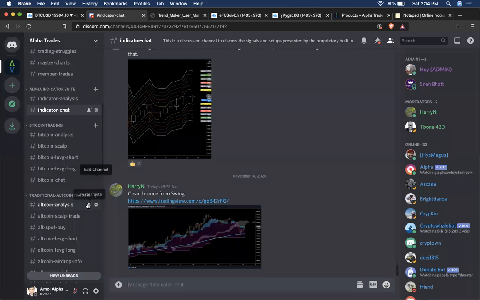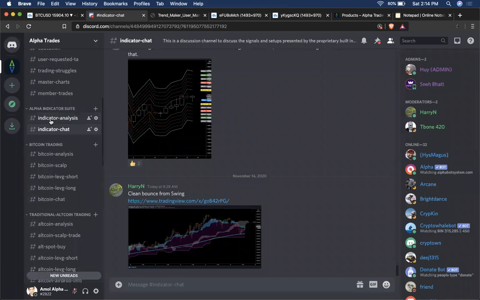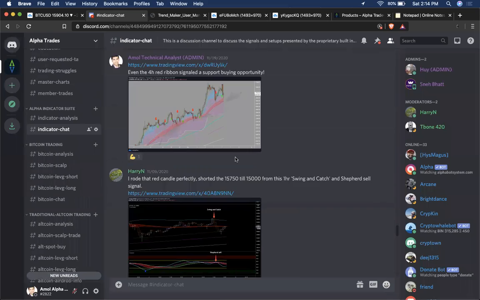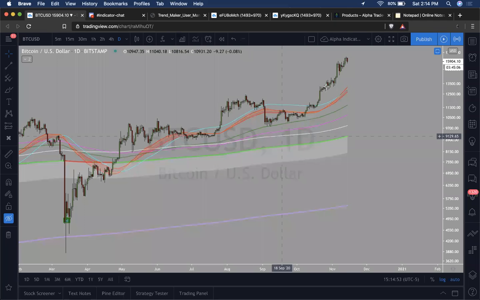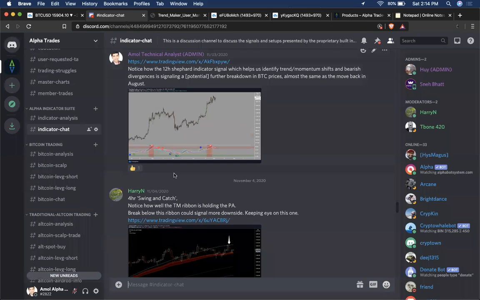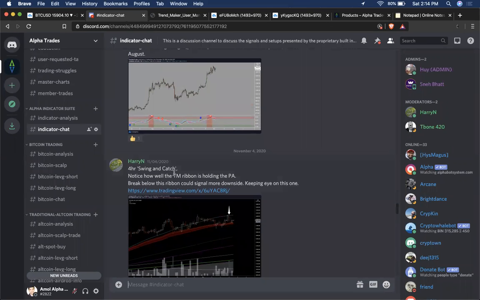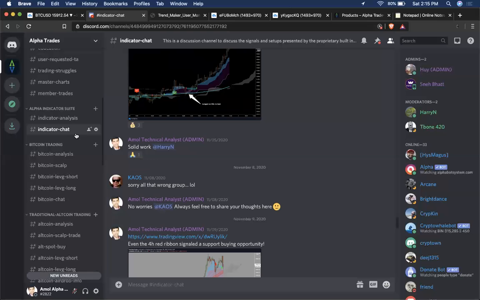Now, additionally, we also have 2 channels that are separate for these indicators specifically, where Harry, the creator of the indicator, and myself will post analysis on a day-to-day basis of exactly how we look at the price action as per this indicator. So on any given day, if you have any questions regarding any asset, we will be able to answer those questions in these 2 channels right here.